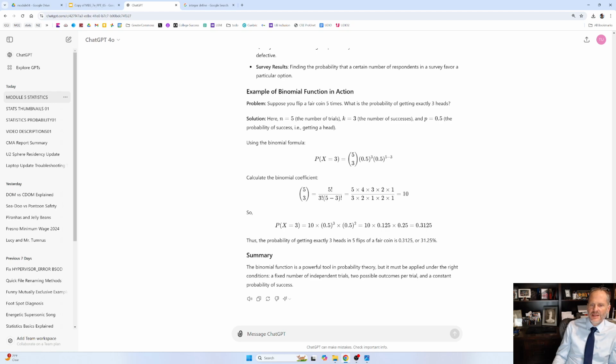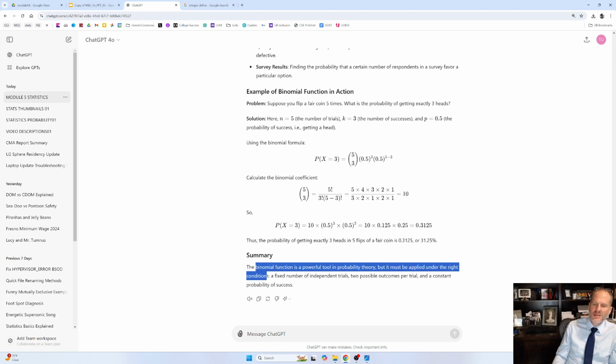So we're going to have 10 times 0.5 to the cube times 0.5 to the square. We're going to have 10, 0.25, 0.25, and 0.3125. Thus, the probability of getting exactly 3 heads in 5 flips of a fair coin is 0.3125, 31.25%.